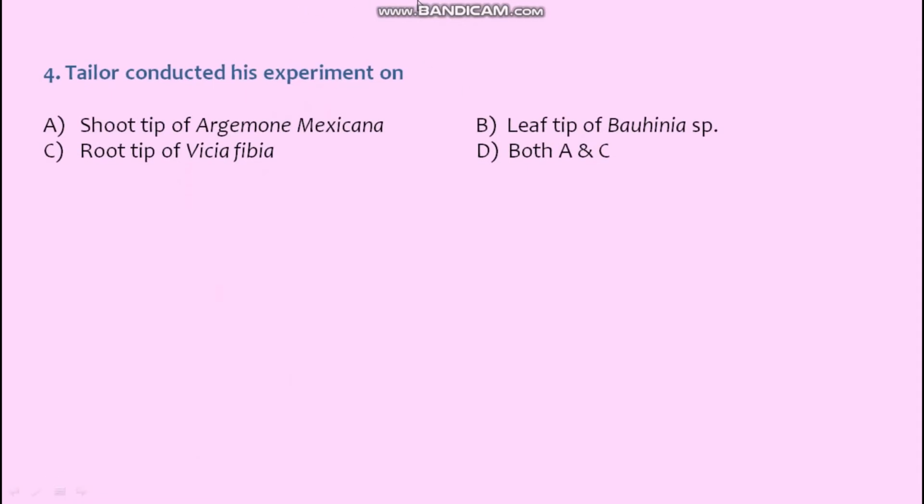Next question. Taylor conducted his experiment on A. shoot tip of Argemone mexicana, B. leaf tip of Bauhinia species, C. root tip of Vicia faba, and D. both A and C. So basically Taylor conducted his experiment for semi-conservative mode of replication. Sorry, the spelling of Taylor would be T-A-Y. So he conducted his experiment to prove semi-conservative mode of DNA replication, and he did this on root tip of Vicia faba. So our correct option will be option number C.